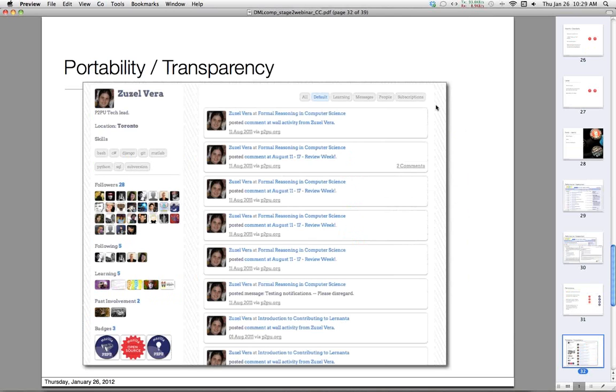So portability and transparency, this is all about the content that is being developed. Can other people see it as people go through the learning process, or does it become a really private interaction and the only information that gets released to the public is the final badge award? Here you can see Zoozle was doing a lot of work.